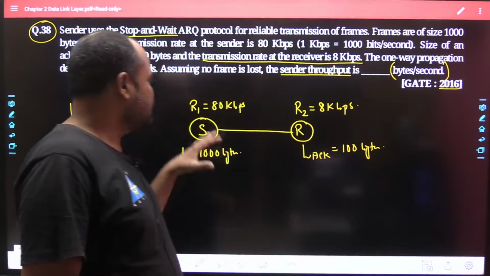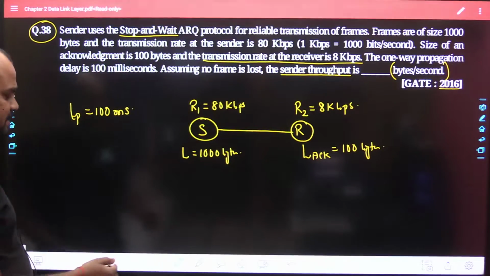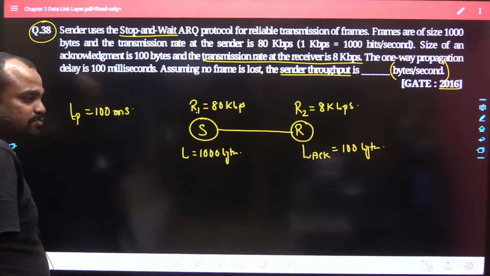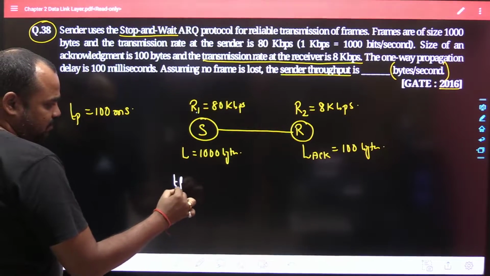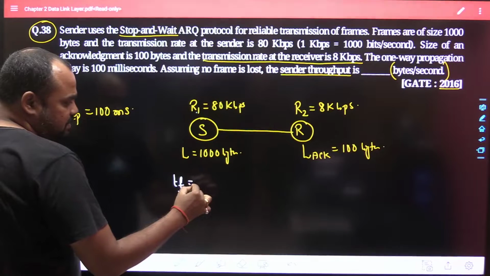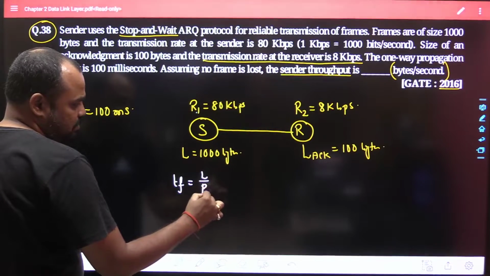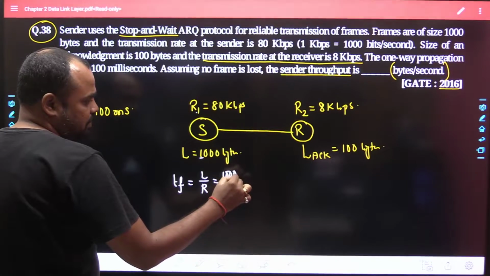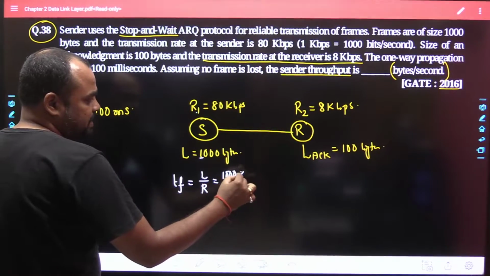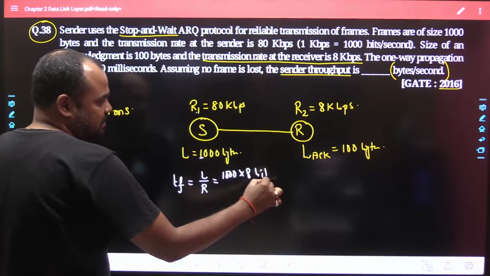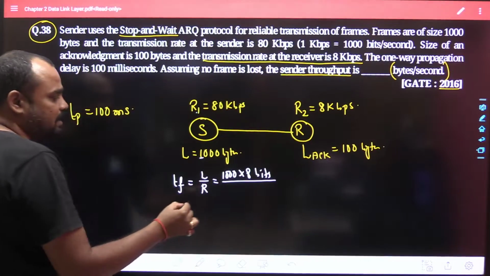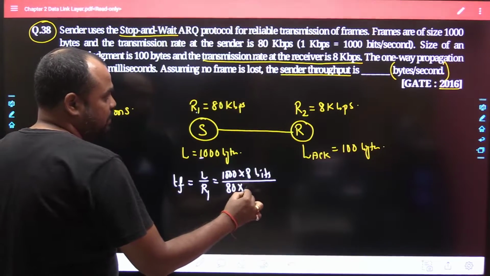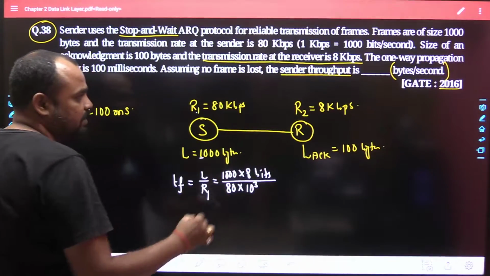Okay, so collecting this information, looking upon the sender bandwidth and the frame size, what can we calculate? We can calculate the TF, and TF is nothing but L upon R. What is the value of L given? L is 1000 bytes. Convert the byte into bits. So you can write 8000 bits divided by R1, 80 kbps. So this is 80 into K. What is the meaning of K? 10 to the power 3.